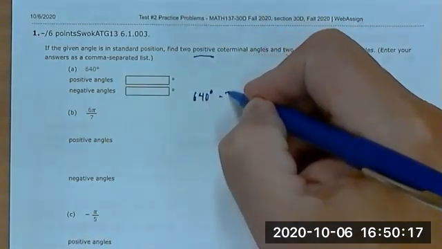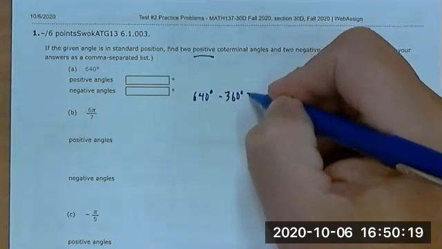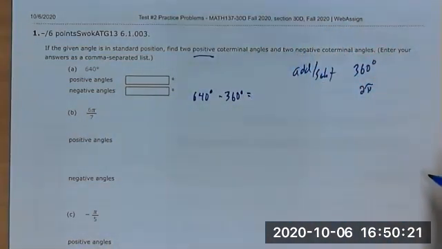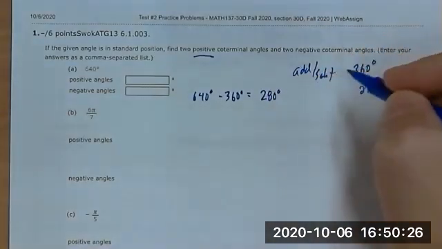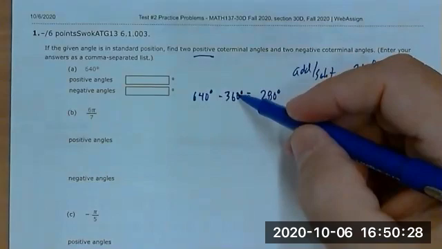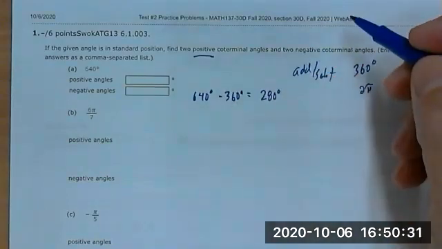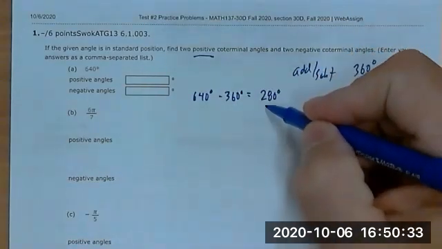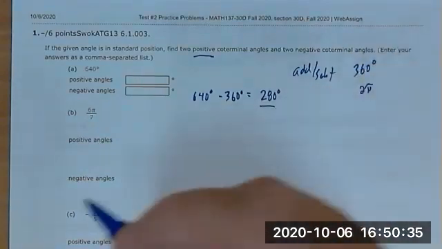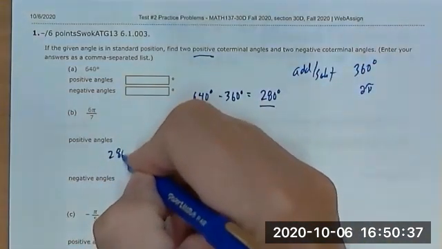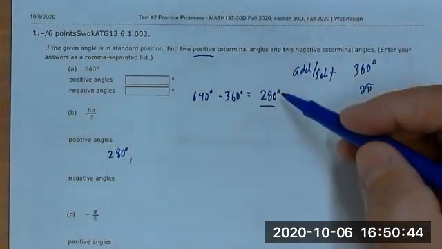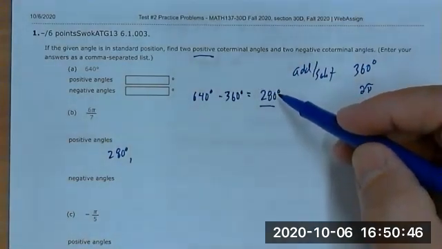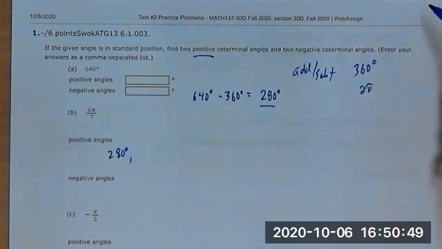subtract 360 degrees. And when I do that, I get 280 degrees. So even though I subtracted 360, maybe you would think that would give me a negative coterminal angle. Since the answer is 280, that is a positive angle. Now, if I subtracted 360 again, I will have a negative coterminal angle. And I will do that in a minute for my negative angle.